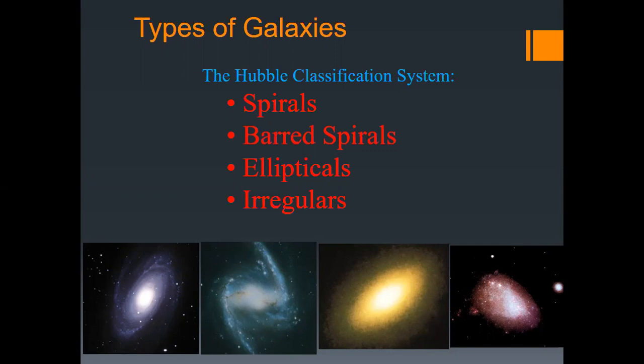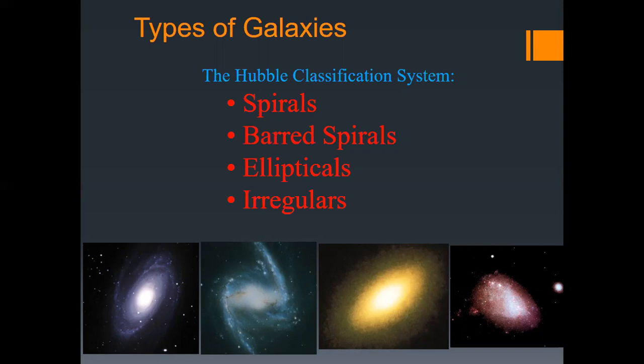As you see here, this one has loose arms and a small bulge. But this one has tight arms and a big bulge. So it's hard to even see the arms of this, right? And this is kind of in the middle, so that's SB.